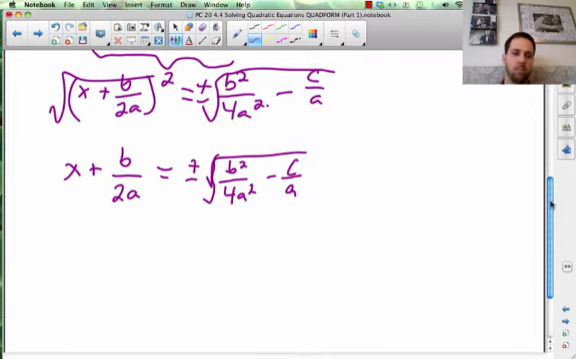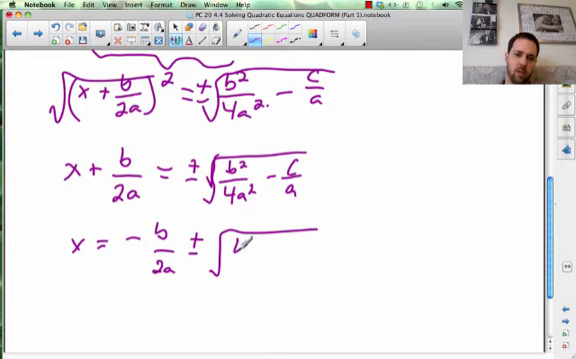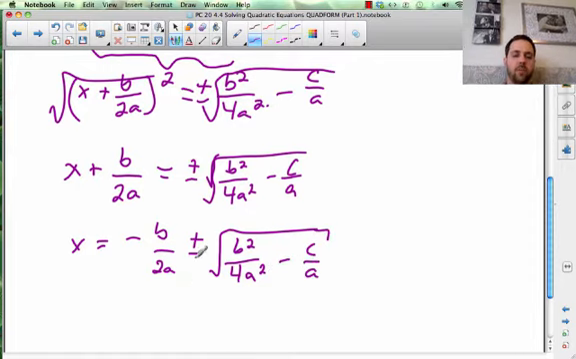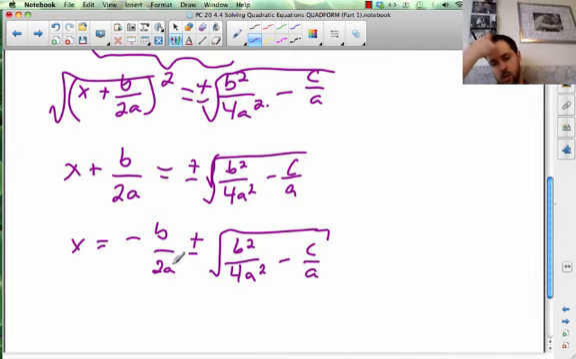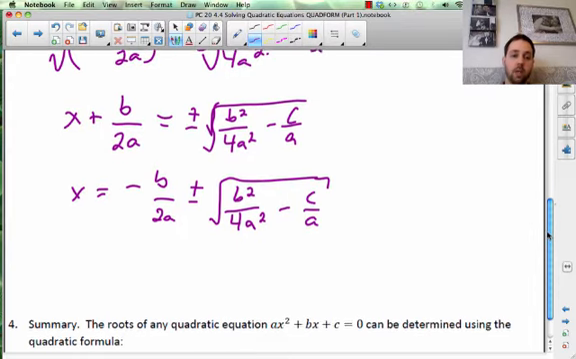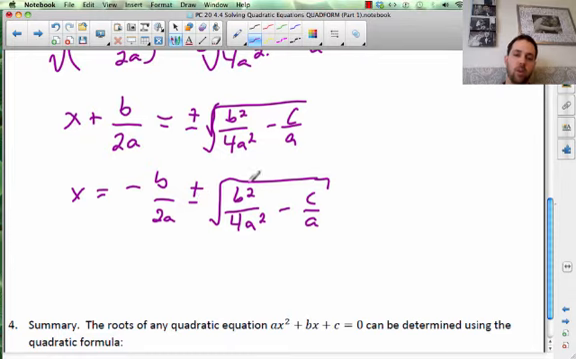Alright, now let's get that b over 2a to the other side by subtracting. So x equals negative b over 2a plus or minus the square root of all this stuff, c over a. Alright, now we want to find a common denominator here, or some way basically to put these things together, which will be a common denominator. So the common denominator is 2a. So we're going to multiply this whole thing by 2a over 2a.